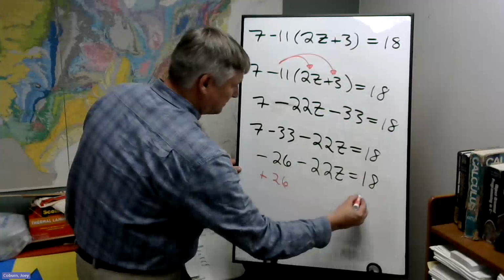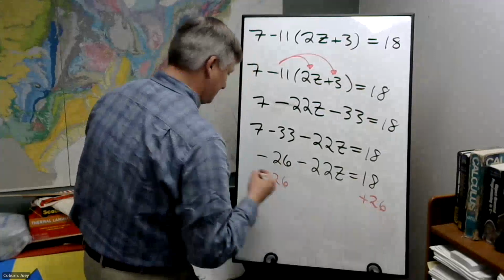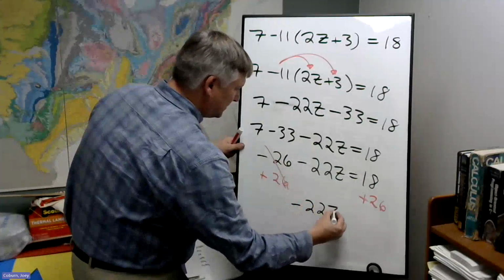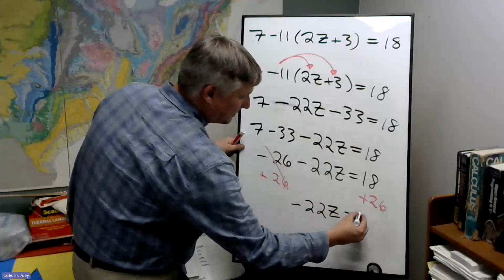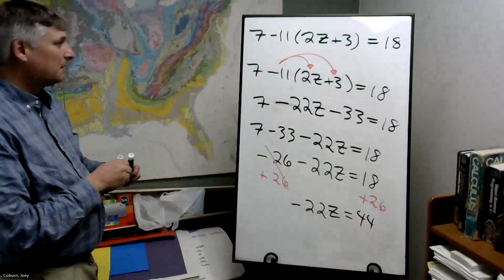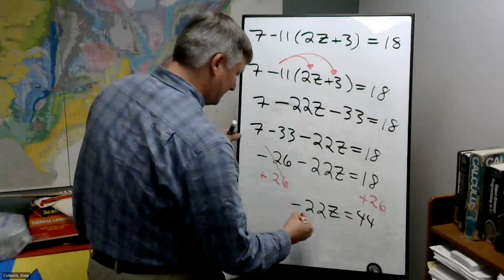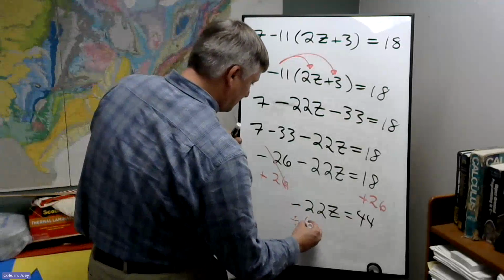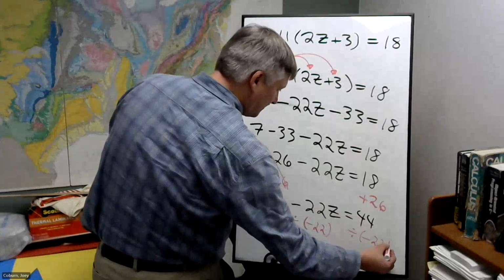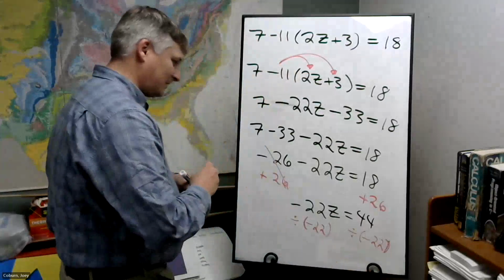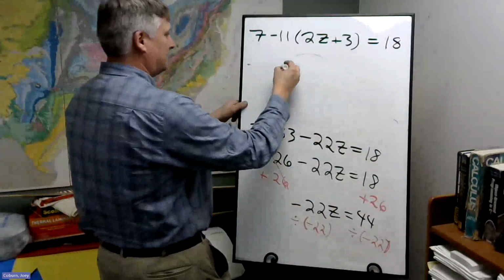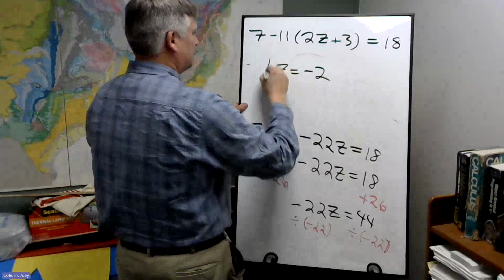Add 26 to both sides. That'll cancel. Minus 22z equals, it's going to be 40. And then lastly, we'll divide both sides by negative 22. And we'll get z is negative 2.